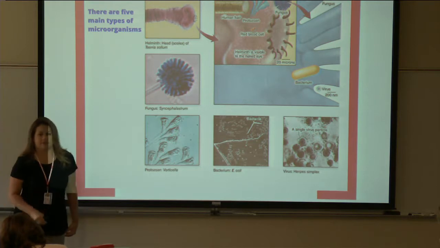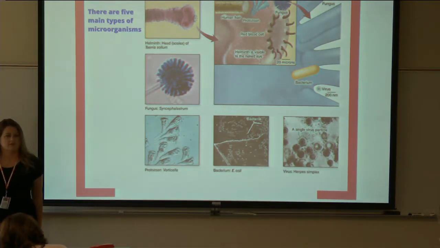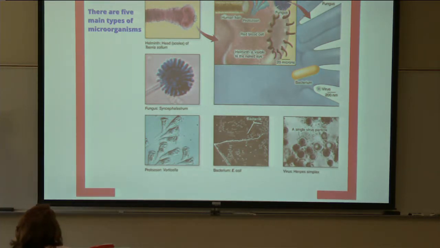Does anybody know what a helminth is? I've heard that term helminth before. What if you look at this picture? What is that thing? It's a little worm, yeah. Okay, so helminths are parasitic worms. They're eukaryotic, of course. They are animals.